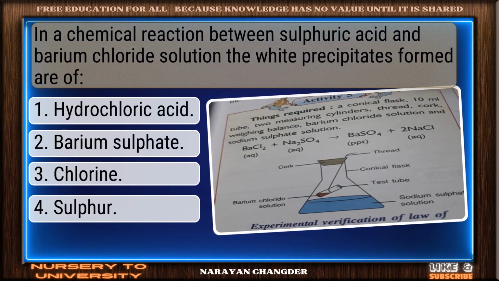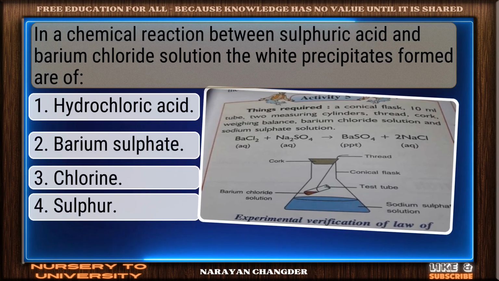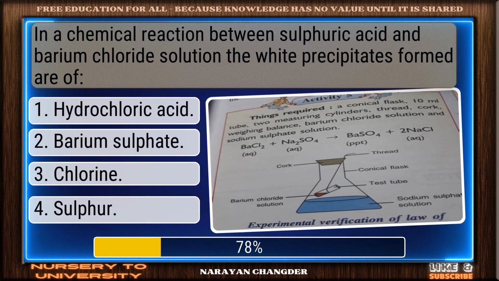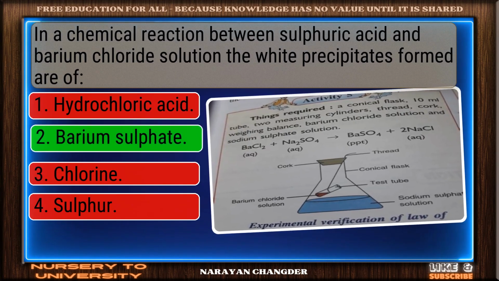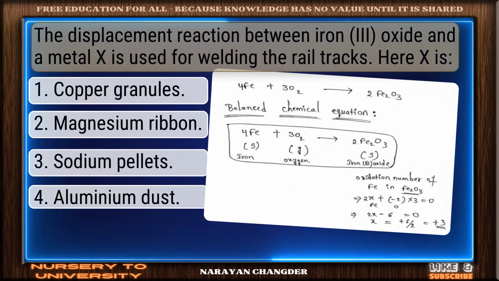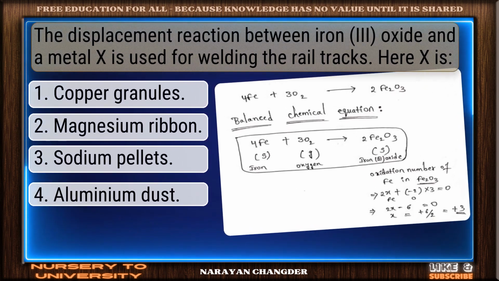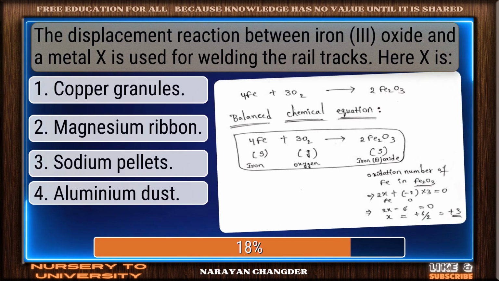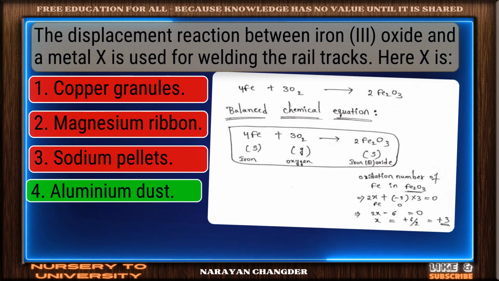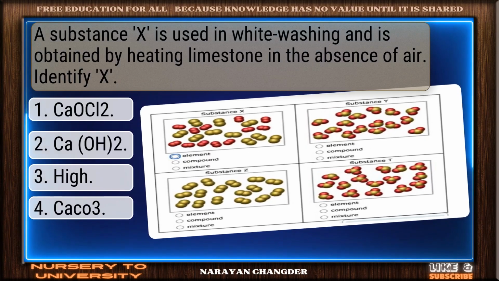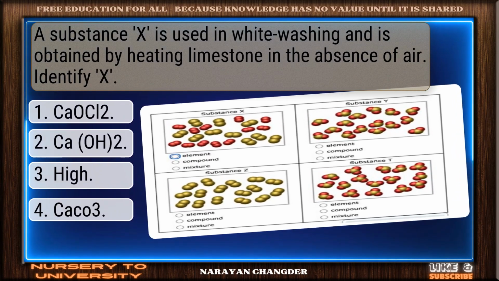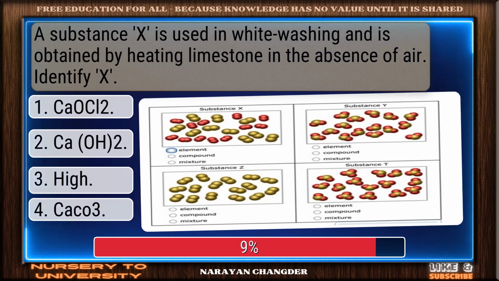In a chemical reaction between sulfuric acid and barium chloride solution, the white precipitate formed is of. Well reasoned. Barium sulfate is correct. The displacement reaction between iron oxide and a metal X is used for welding the rail tracks. Here X is. Right again. Aluminium dust is valid. A substance X is used in whitewashing and is obtained by heating limestone in the absence of air. Identify X.